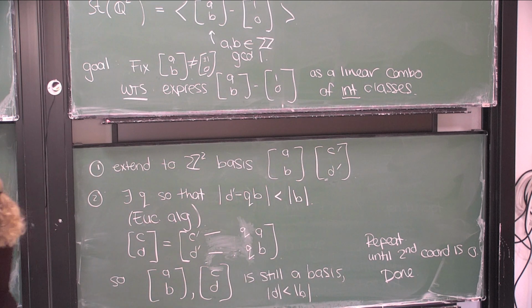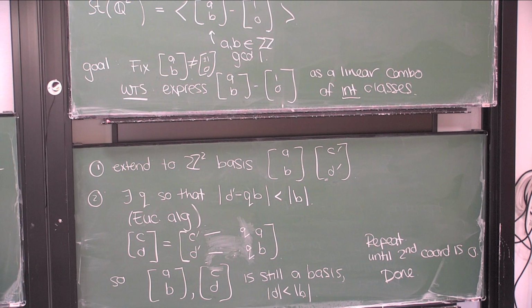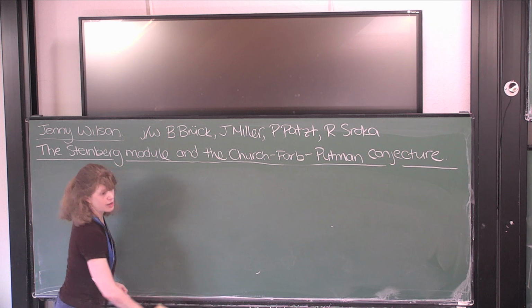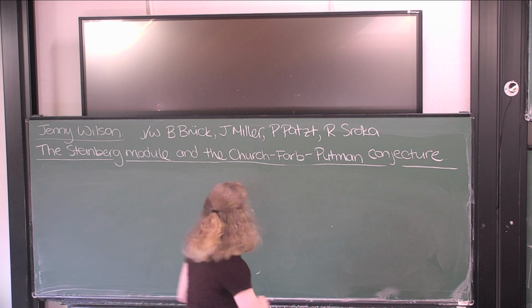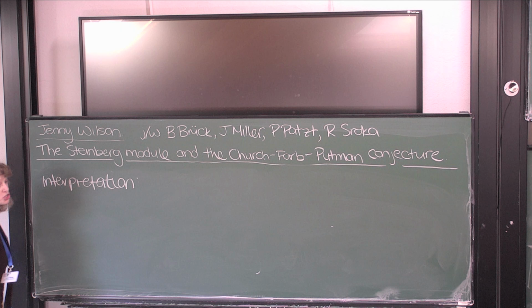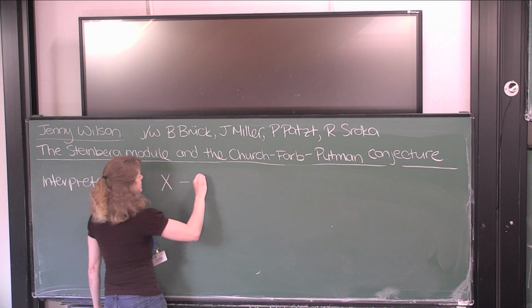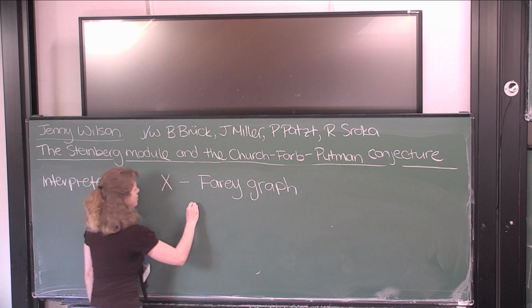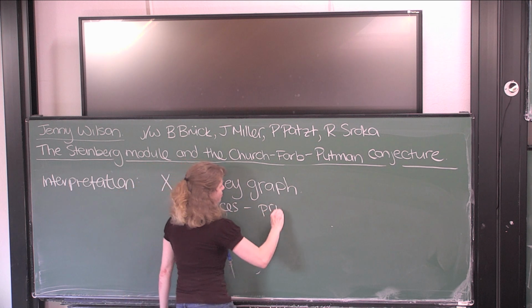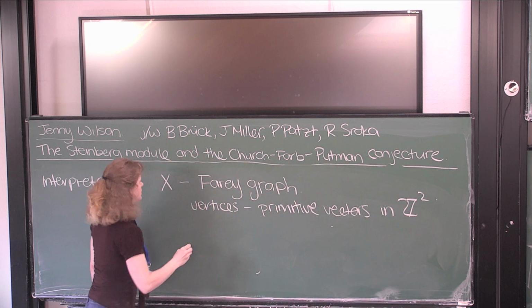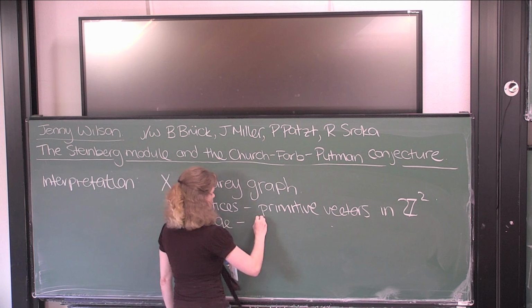And right, to Jeremy's point, Jeremy's comment, that secretly there's, I guess, some topology in what we were doing here. Right, so here's an interpretation of this procedure that we just did. If I let X be, well, the Farey graph, so this is the graph where the vertices are primitive vectors in Z^2, and I have an edge whenever I have an edge.